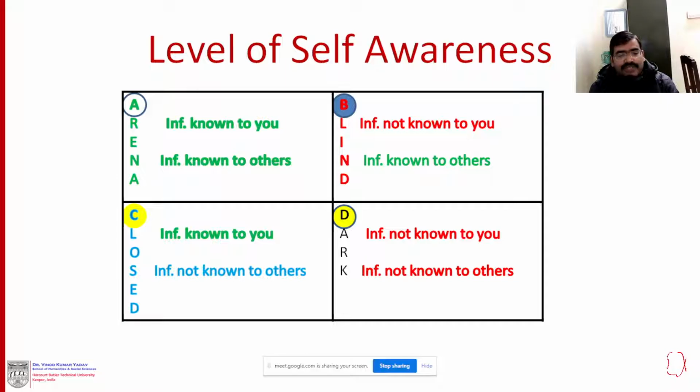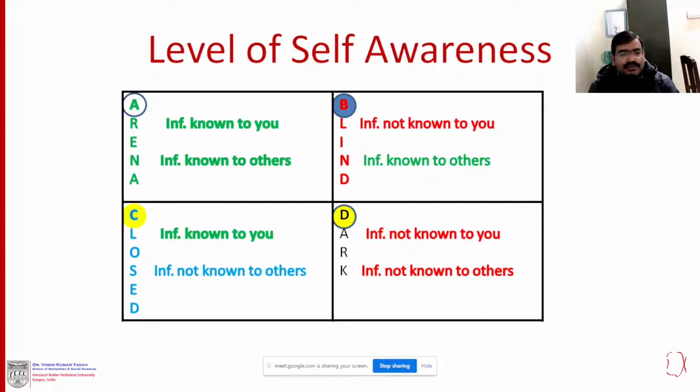There may be some information which is not known to me but known to others. Look at red: information about me is not known to me, and information about me is known to others. That means, for example, can I clear the IAS examination? Do I have the potential, capability, skill to become an IAS officer? This may be information which I may not know about myself, but my teachers, my coach, my family members might know that you can do this thing.